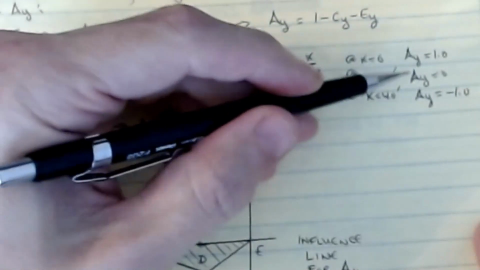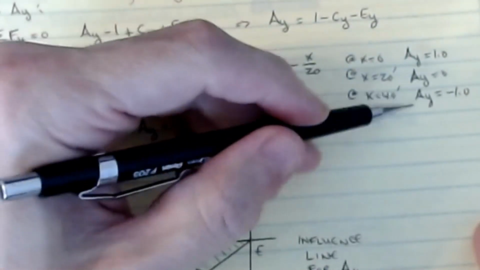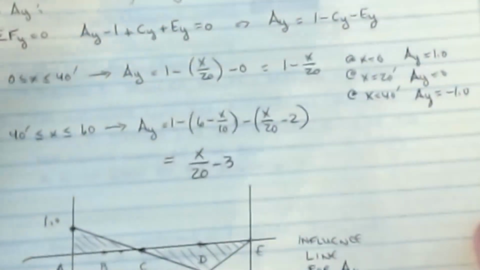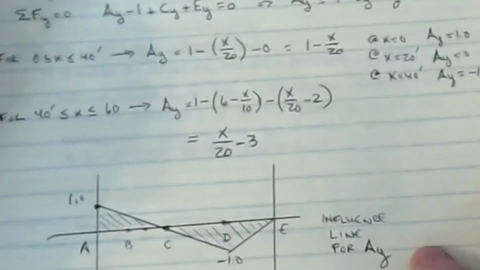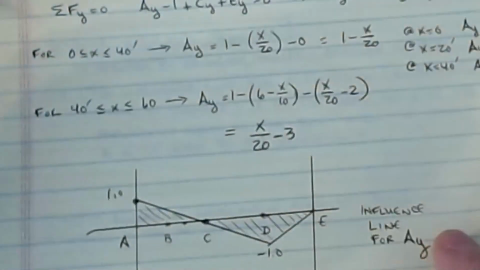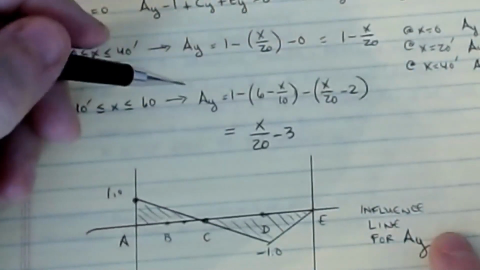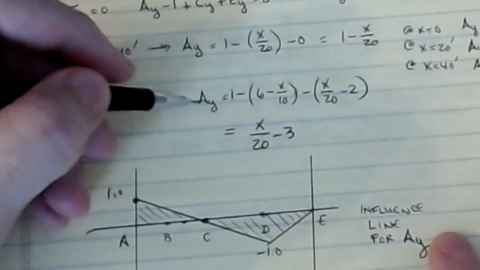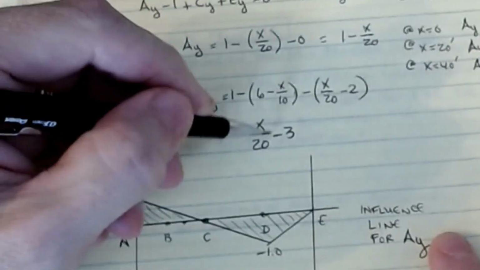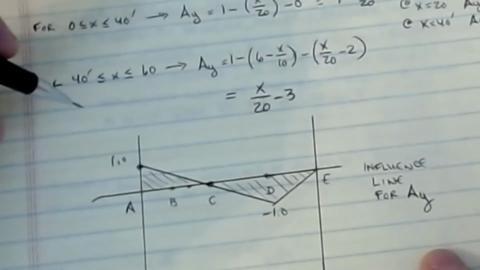So at x equals 0, AY is 1. At x equals 20, AY is 0. And at x equals 40, AY is actually a negative 1.0. That's kind of interesting. Then for when we're between 40 less than or equal to x less than 60, if I plug in all the equations that I just had, you come up with an equation for AY that is x over 20 minus 3. But that's on the interval from 40 to 60.